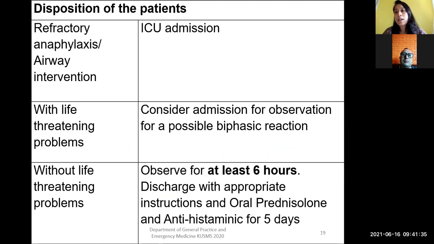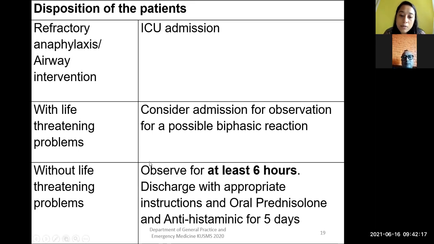So here are the guidelines. If the patient had refractory anaphylaxis, which Anmol had talked about, or if the patient needed some airway intervention, then ICU admission is warranted. If patient had life-threatening problems, as I've mentioned earlier, like bronchospasm or shock, then admission for observation in ward is required because there may be biphasic reaction. And if patient didn't have any life-threatening problems, you still have to observe for at least 6 hours because patient may have biphasic reaction within that period.